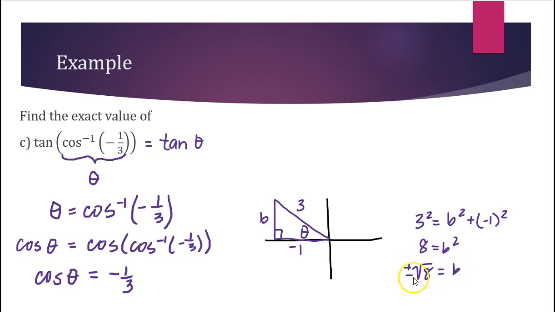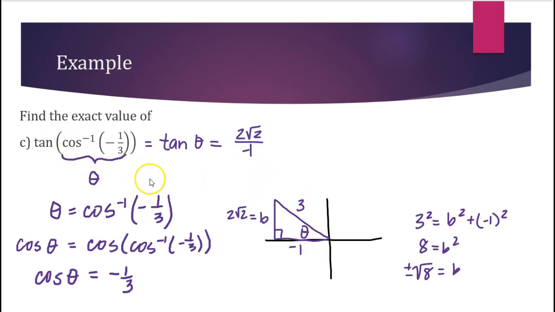And of course we get plus or minus out, but because this is a side length, it's going to be the positive version of 2 radical 2, which is radical 8. So now that I have all 3 side lengths, tangent of theta, well again, it's just opposite 2 square root of 2 over adjacent -1.